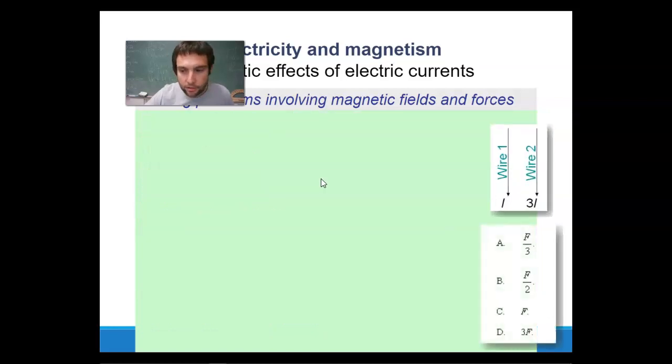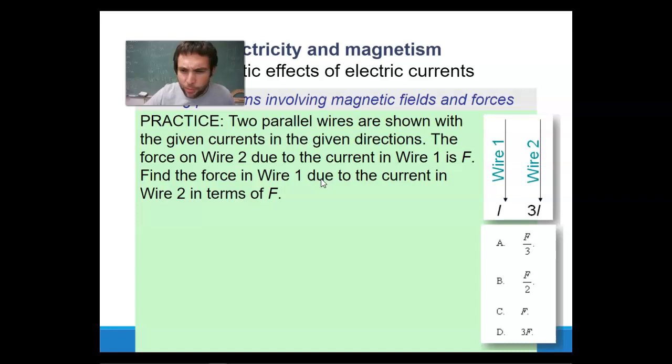Let's try this. All right, we've got two parallel wires with the given currents in the given directions. The force on wire 2 due to the current in wire 1 is F. Find the force on wire 1 due to the current in wire 2 in terms of F. Pause, try it out.